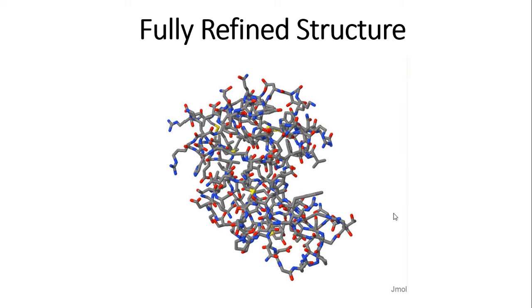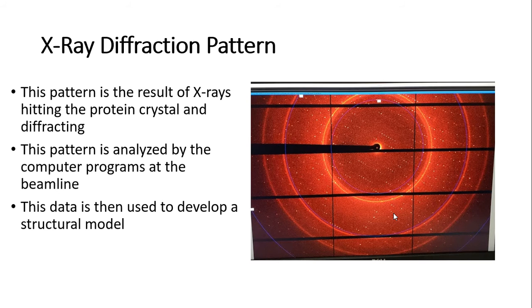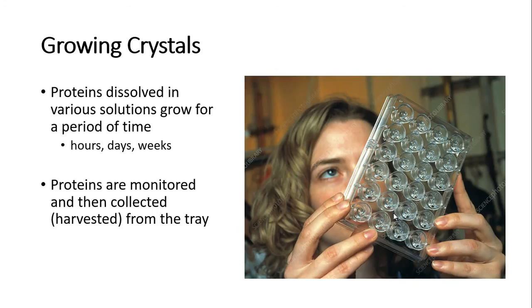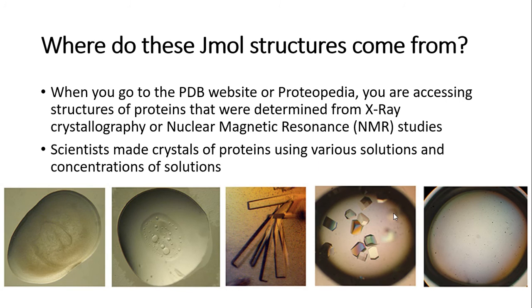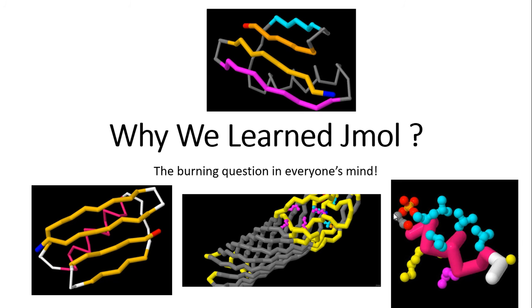So the images that you have been looking at in JMol all came from the analysis and structural modeling of X-ray diffraction. That X-ray diffraction came from proteins that were literally shot with X-rays, and those X-rays created that pattern. And then these protein crystals that we're shooting with X-rays were grown in trays and harvested. And this is what they initially looked like when we were pulling those proteins out. And what that gets you to is the structures that we can look at in JMol.